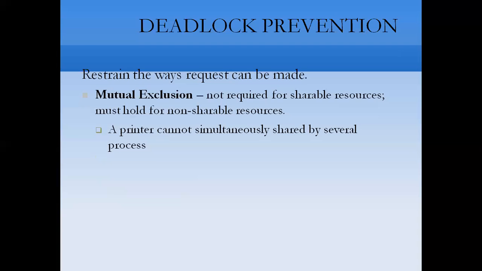First is mutual exclusion. The mutual exclusion condition must hold for non-shareable resources. For example, a printer cannot be simultaneously shared by several processes. Shareable resources, in contrast, do not require mutually exclusive access and thus cannot be involved in a deadlock. Read-only files are a good example of shareable resources, and if several processes attempt to open a read-only file at the same time, they can be granted simultaneous access to the file.